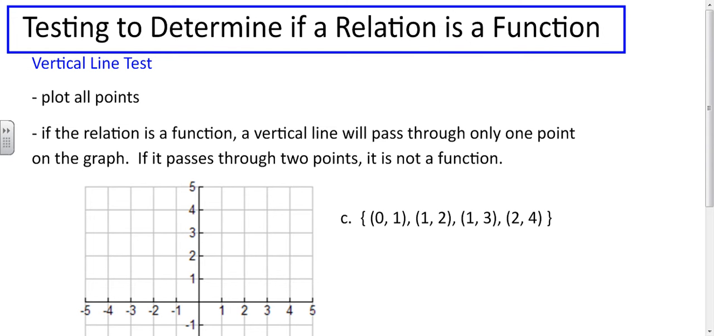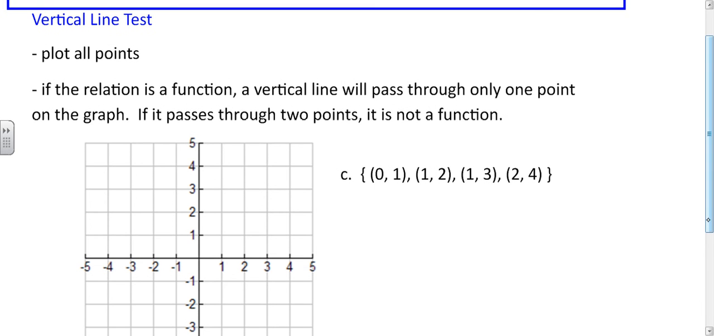If I want to determine if a relation is a function, I can use a test called the vertical line test. The way I'm going to use it is, first I'm going to plot all points. So I have (0, 1), (1, 2), and I also have (1, 3), and then finally I have (2, 4).